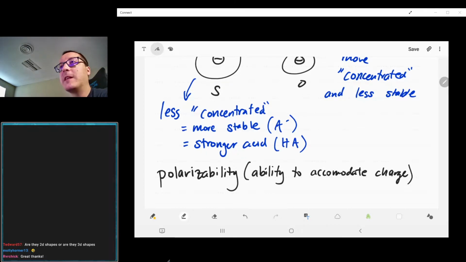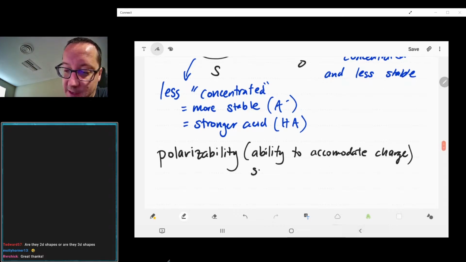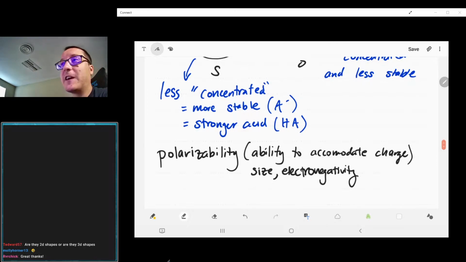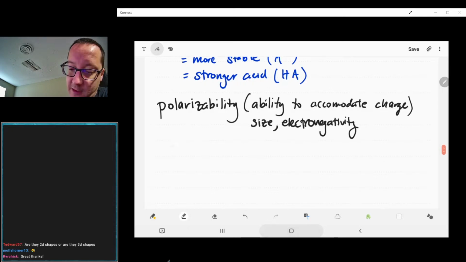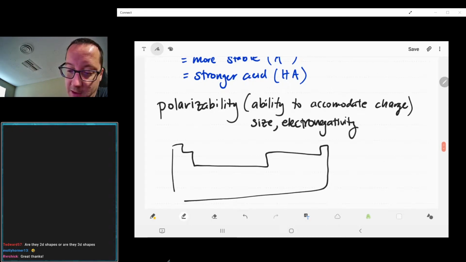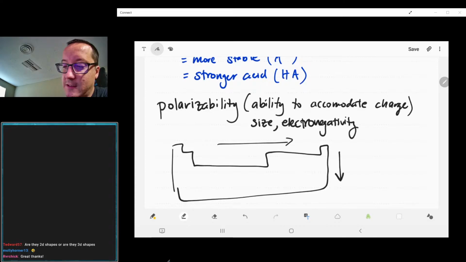It depends on multiple things here. So it depends on size and electronegativity. But suffice it to say, if we look at the periodic table, we can come up with our general trend for polarizability. Generally, we're going to see that polarizability increases as we go down and increases as we go to the right.